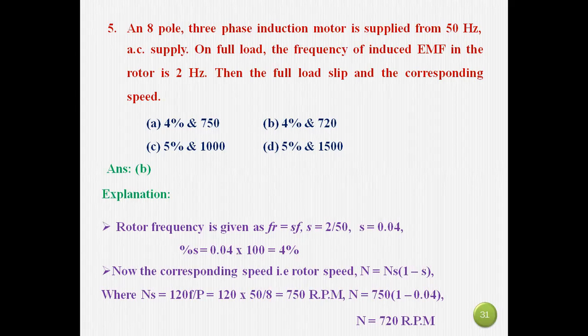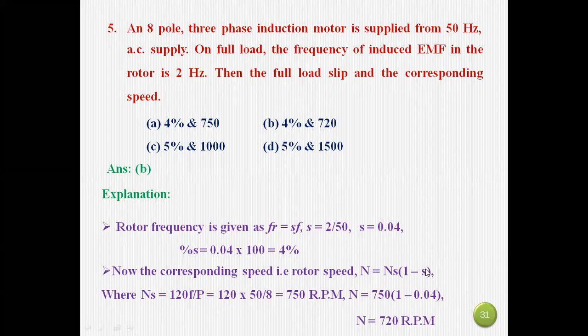Now you are supposed to find the percentage slip. So 0.04 into 100, you will get here 4%. So we have found the full load slip. Now the corresponding speed, you are supposed to find here the speed N. How will you solve? We have the formula S equal to Ns minus N upon Ns. If you rearrange that equation, you can write N equal to Ns(1 minus S). Firstly, we can find the synchronous speed because they have not given it. You are supposed to find N.